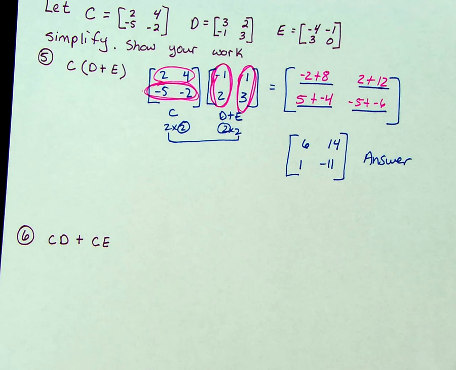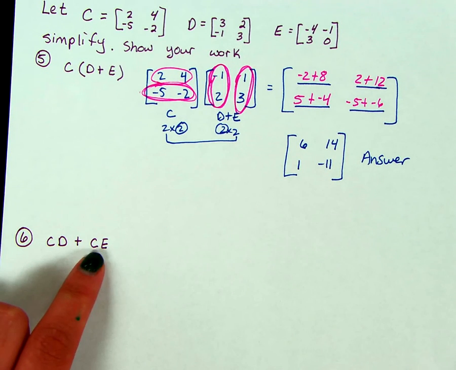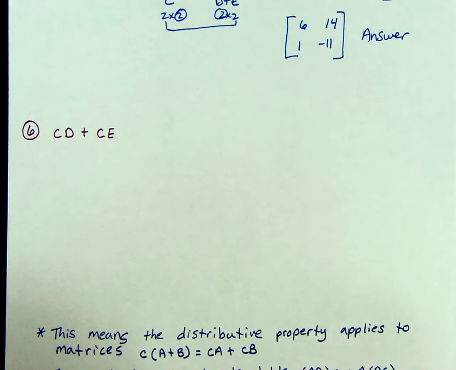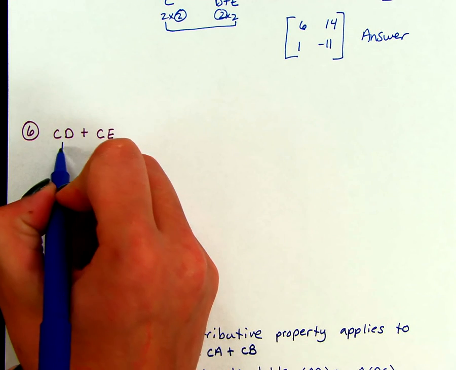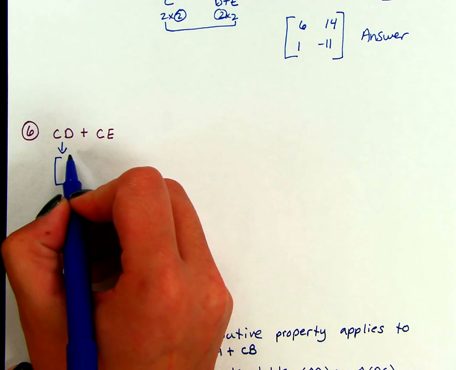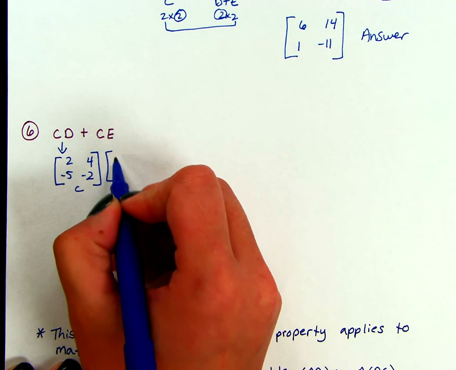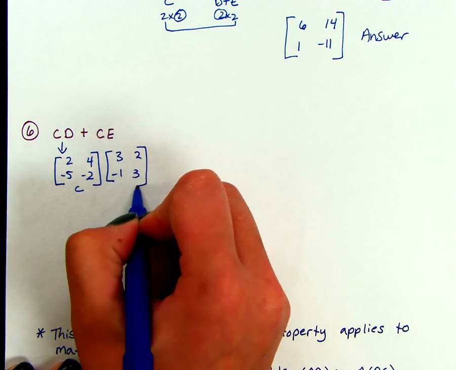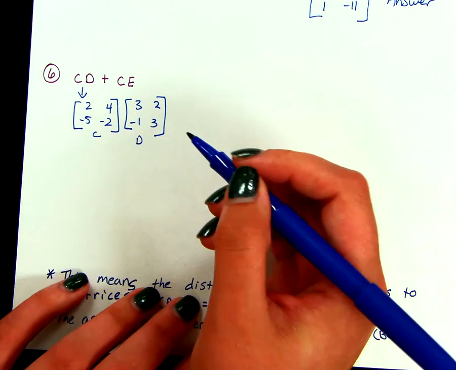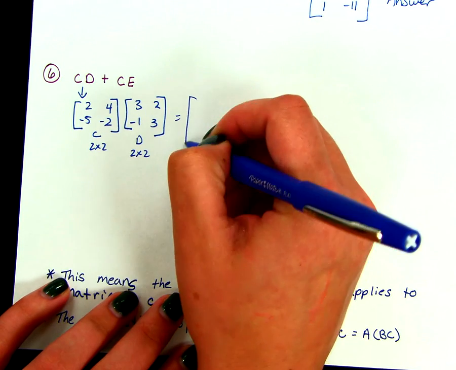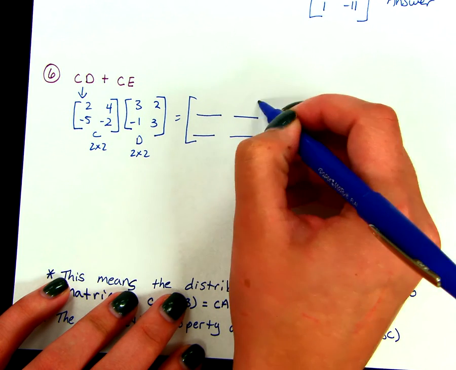So now when we look at the next problem, we have to take C times D plus C times E. So that means that we have to do our multiplication first, and then we're going to add. Okay. So I'm going to do this in parts. We're going to start by taking C times D. So I'm going to rewrite those matrices next to each other. So 2, 4, -5, -2. So that's our C times D. So 3, 2, -1, and 3. And again, I'm getting that from our matrices from the top here. If we multiply those, again, we have a 2 by 2 and a 2 by 2. So our answer matrix for this one is going to be a 2 by 2. So again, I'm just going to put my positions here.